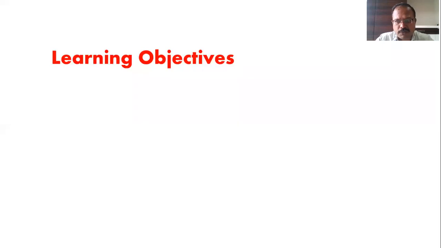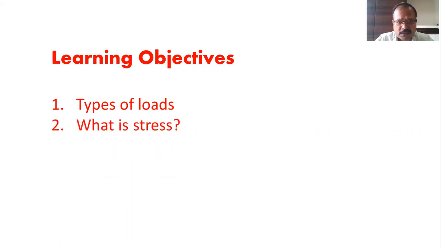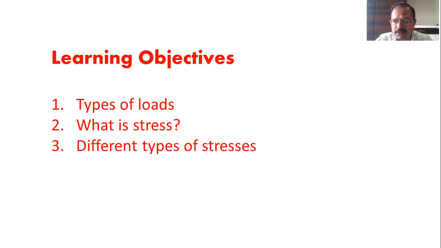The learning objectives for today's session will be starting with types of loads. What are the different types of loads to which the machine components is subjected to? And what is the effect of those types of loads on the component? Then we will talk about what is stress and what is the difference between stress and strength of material. Then we will talk about the different types of stresses that will be used for calculating the dimensions of the machine component.